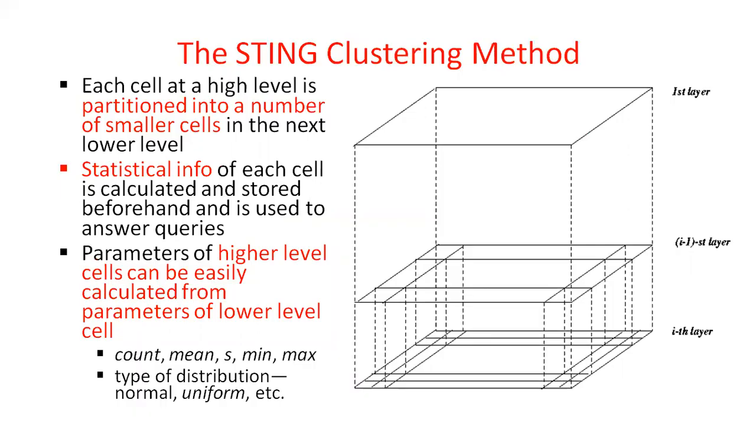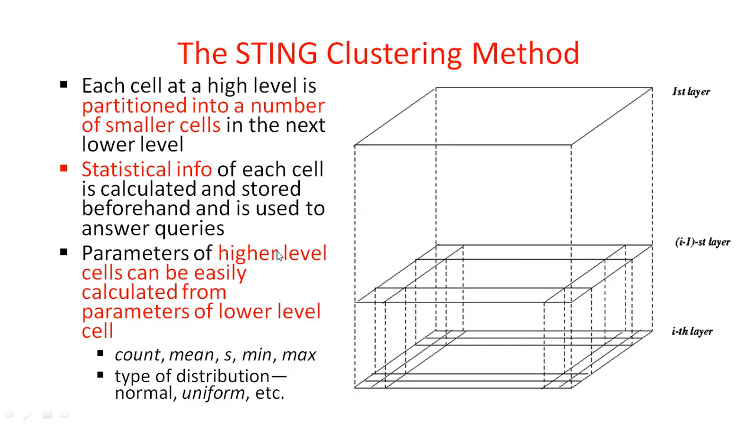How do you represent this? Each cell at a higher level is partitioned into a number of smaller cells in the next lower level. The statistical information of each cell may be count, mean, standard deviation, minimum, maximum, and so on. These are all statistical information.